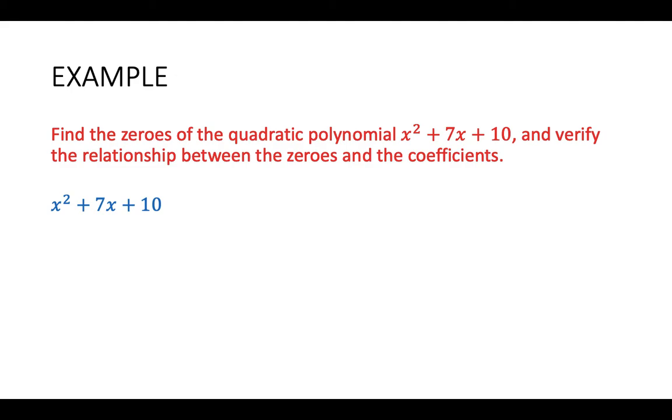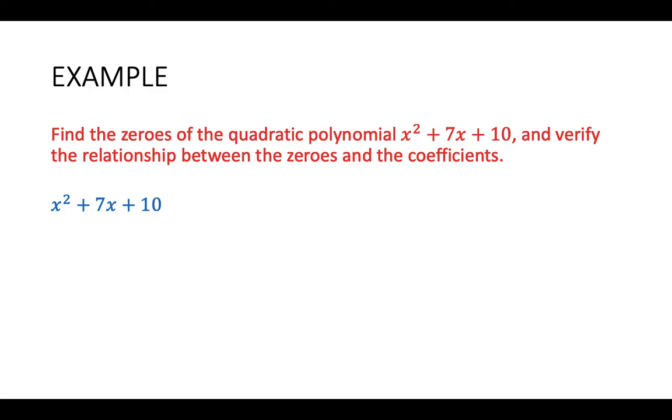We have to do two different things here. First is we have to find the zeros, means the values of alpha and beta. And second is that we have to verify their relationship. Now, how to find the zeros of a polynomial? We just have to factorize it, right? We have to factorize this equation by splitting the middle term. So, x square plus 7x plus 10, as you all know how to factorize it.